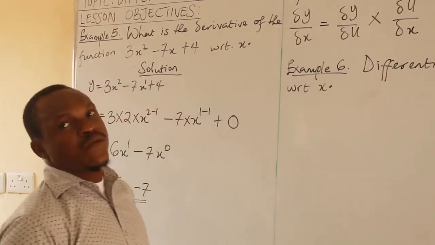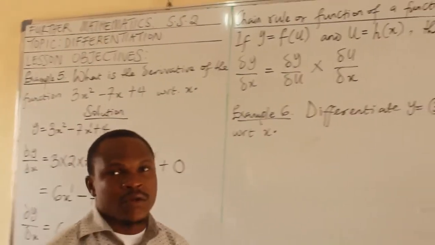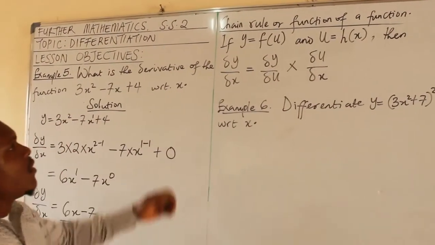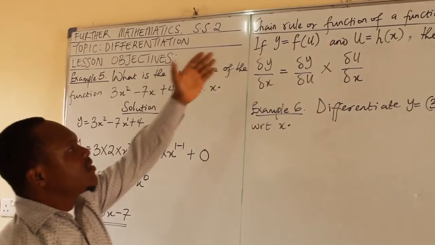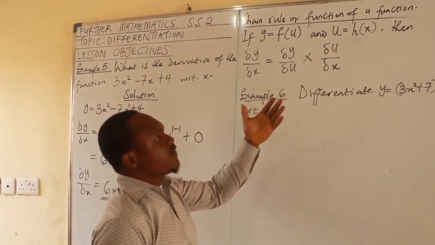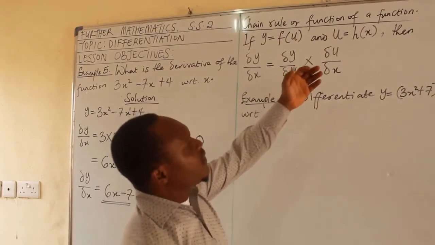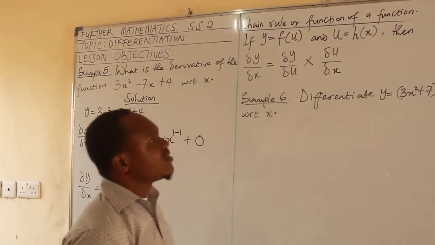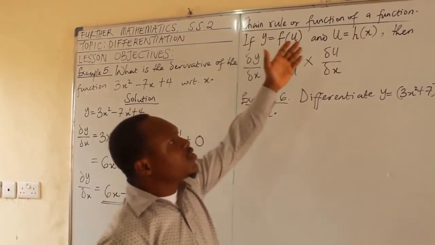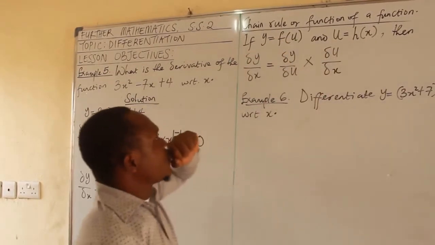Now we'll move on to chain rule, or function of a function. What do we mean by a function of a function? If y is a function of u, and u on its own is a function of x, it means that y is dependent on u, and u on its own is dependent on x.